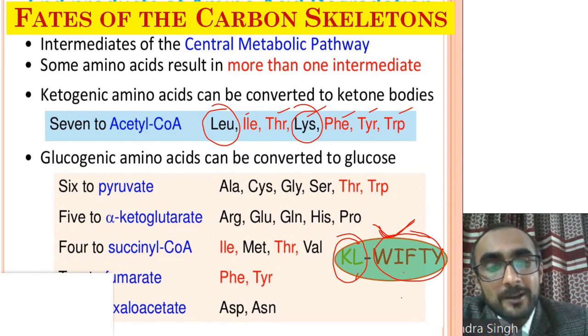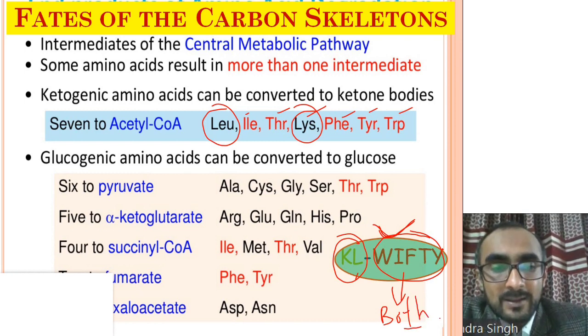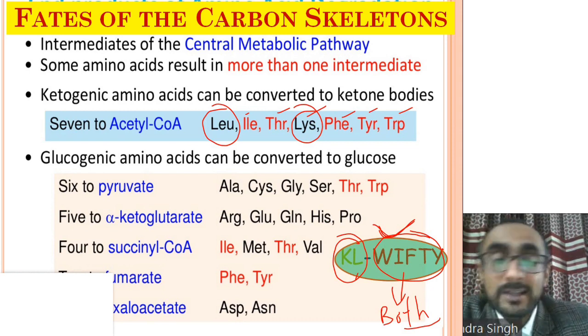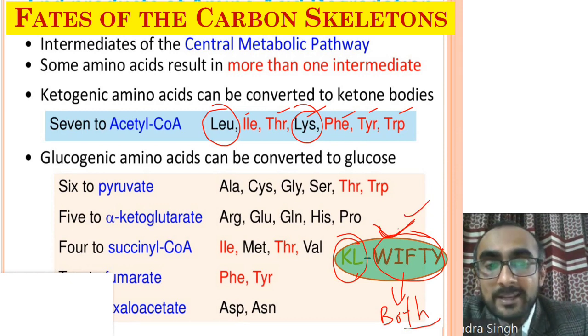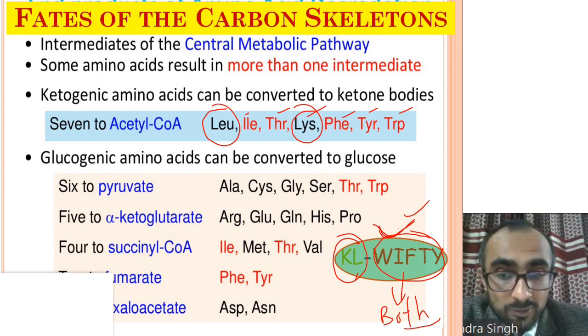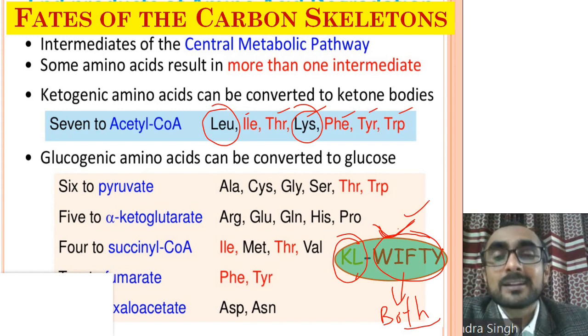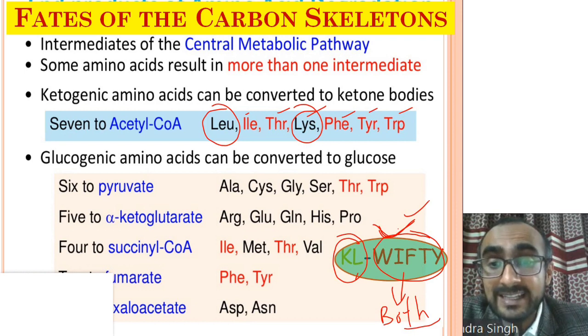So WIFTY are both ketogenic as well as glucogenic. And the rest 13 amino acids, they are purely glucogenic in nature. So that's how you can remember them. KL50 are the ones which are converted into acetyl coenzyme A, and out of KL50, KL are purely ketogenic, 50 are both ketogenic and glucogenic, and the rest 13 amino acids are purely glucogenic in nature.